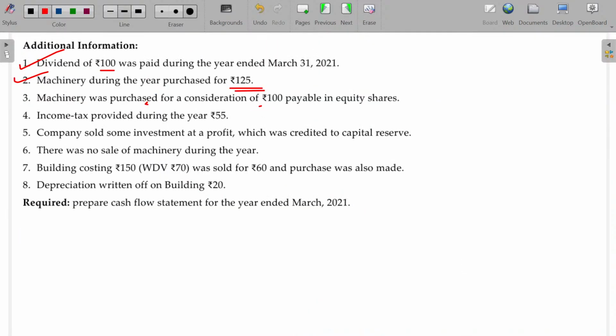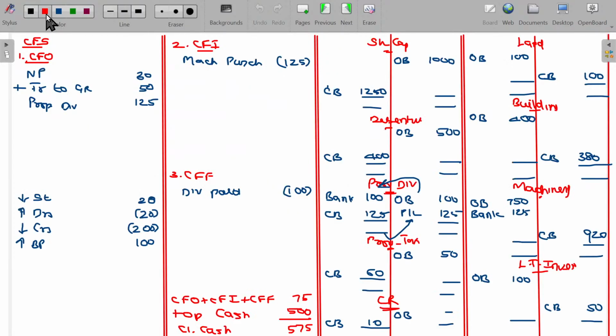Machinery was purchased for a consideration of 100 payable in equity shares. Another machinery purchased, for that the payment is in the form of equity shares. So 100 rupees, machinery account debit. The payment is not in the form of bank but in the form of equity share capital, so automatically the next entry will go to the equity share capital. Here equity shares issued for the purchase of machinery. Any transaction that is not converted into cash is not an item of the cash flow statement, so it will not come under the cash flow statement.